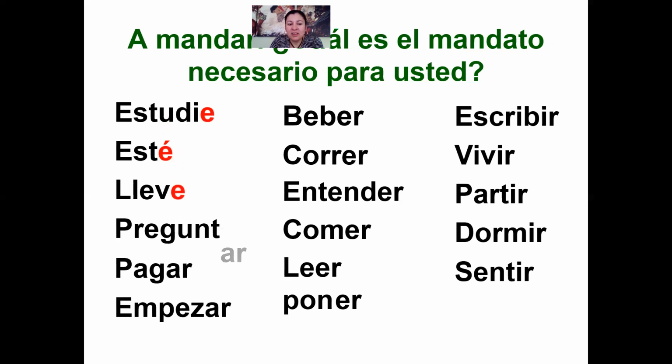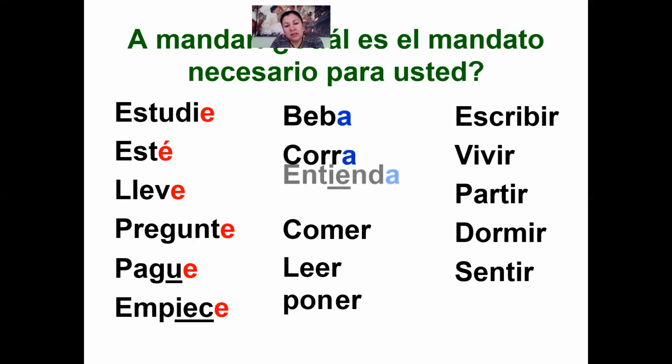Lleve, pregunte, pague. Same changes show, empiece, the ones in present tense. Beba, corra. Same changes happen here. Entienda, coma, lea, ponga. Let's go with the last column, chicos.